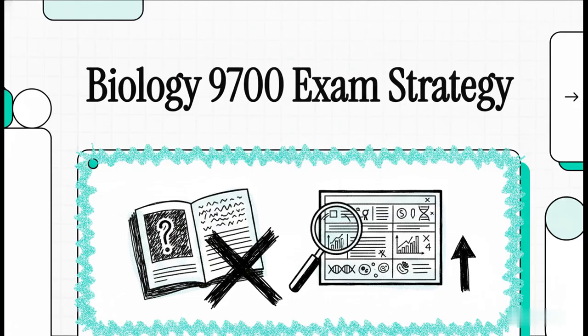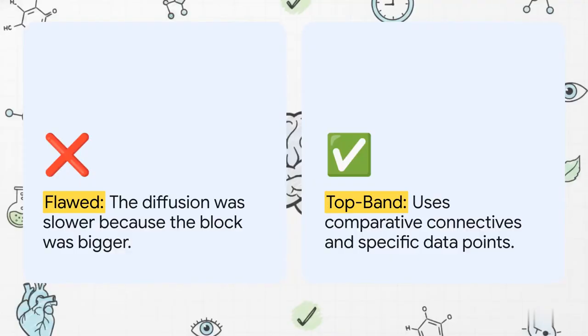But here's the secret, right? Examiners aren't just testing what you know. They are testing exactly how precisely you can apply that knowledge to the specific data right in front of you. Take a look at this comparison. It's kind of crazy how fast a flawed generic answer completely collapses when you stack it up against a top-band response.